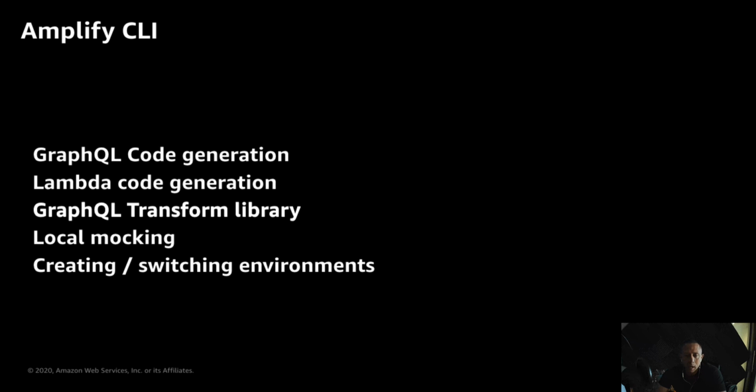The CLI also does a few other things, though, and one of the things we're going to be focusing on is this GraphQL transform library. But we also do stuff like GraphQL code generation, Lambda code generation for popular use cases of Lambda functions. We do local mocking and testing for not only GraphQL APIs, but also serverless functions. And then you can also create and switch between local environments, serverless environments locally.